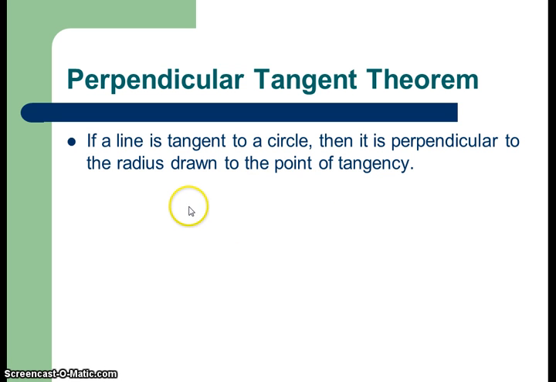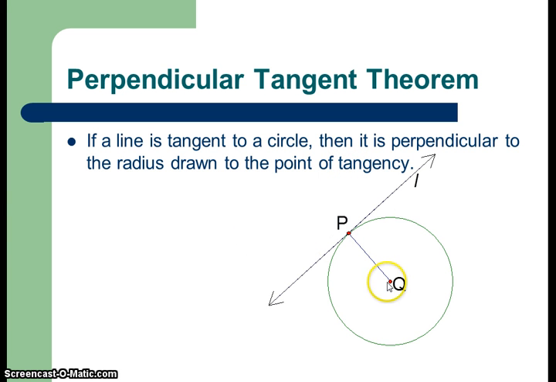So the perpendicular tangent theorem basically states if a line is tangent to a circle, then it's perpendicular to the radius drawn to the point of tangency. And all that means here is, here's my tangent line. If I draw a radius from my center to that point of tangency, it is perpendicular to the tangent line. So this would be a 90-degree angle, and this would be a 90-degree angle.